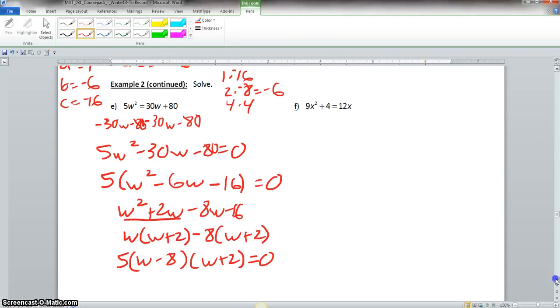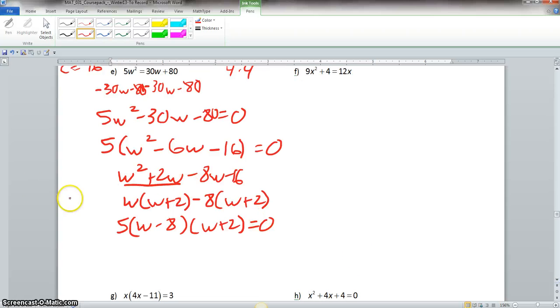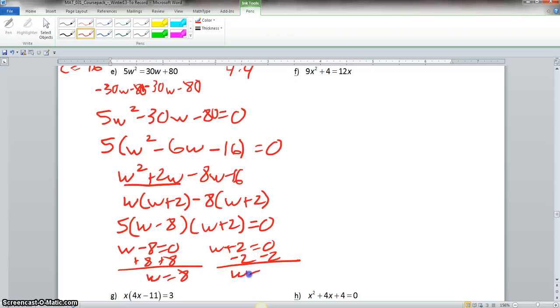Now, we know we will set both of these parentheses equal to 0, because this 5 doesn't have a variable with it, so we don't set that equal to 0. It'll be w minus 8 equals 0, and w plus 2 equals 0. We'll add 8 on both sides. So w is equal to 8. We'll subtract 2 on both sides, and w equals negative 2. So we know our final answer is w is equal to negative 2 comma 8.